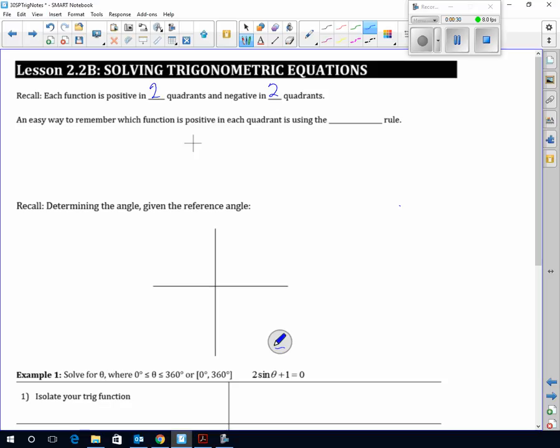An easy way to remember which function is positive is using the CAST rule, but some people keep putting the C in the wrong spot. C-A-S-T, otherwise known as All Students Take Calculus, and it starts in the right quadrant. All means all the trig ratios are positive. S means sine is the only one that's positive. T means tan is the only one that's positive. C means cosine is the only one that's positive.